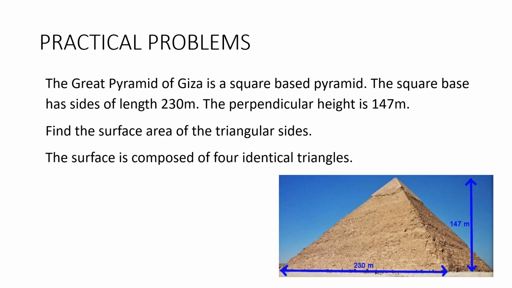So the surface is composed of 4 identical triangles. That's because it's a square base. So once we know the area of one of the triangles, we just have to multiply that by 4 and we'll get the surface area. But we're going to need the slant height. So let's see if we can figure that out.